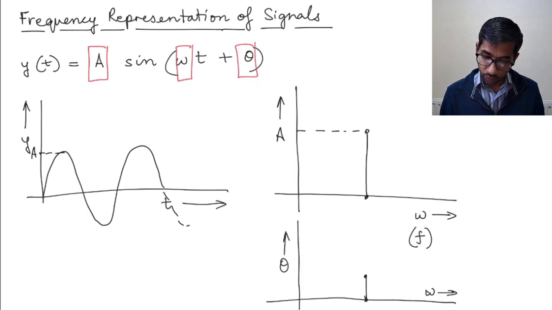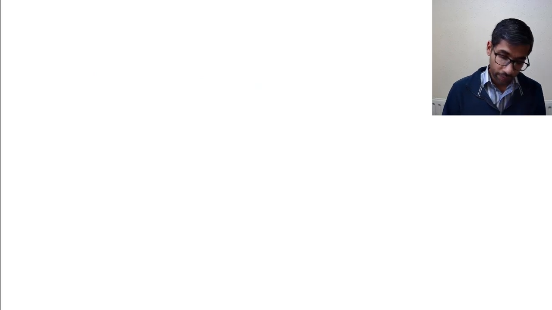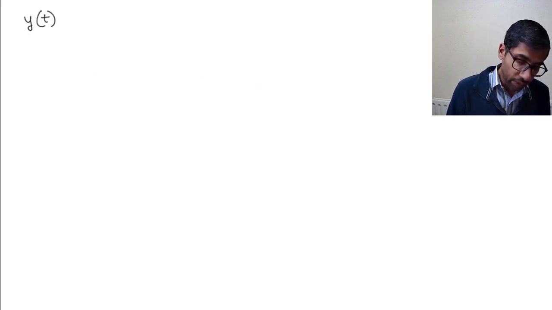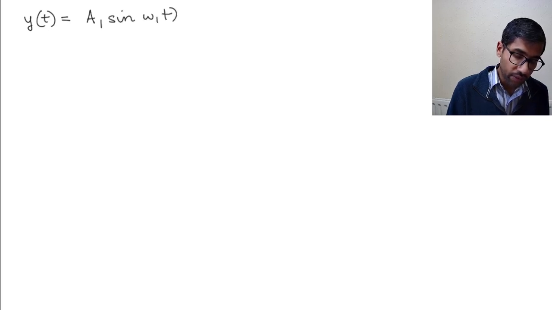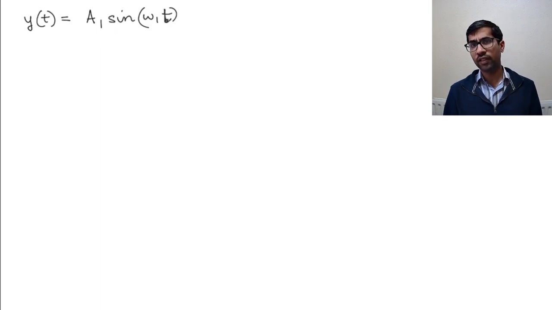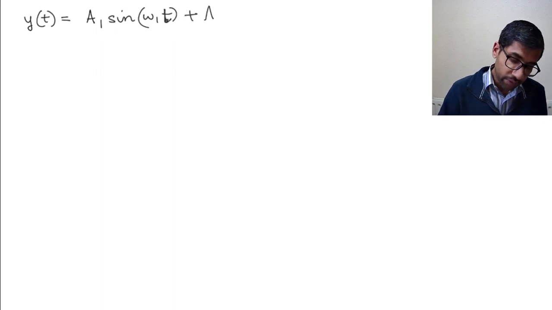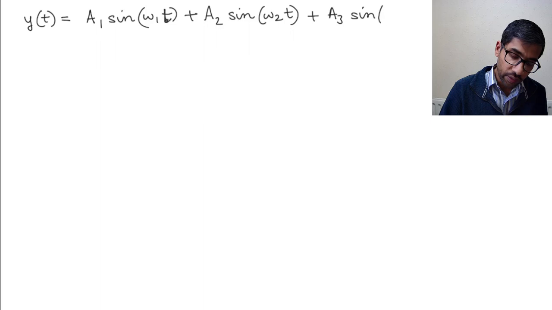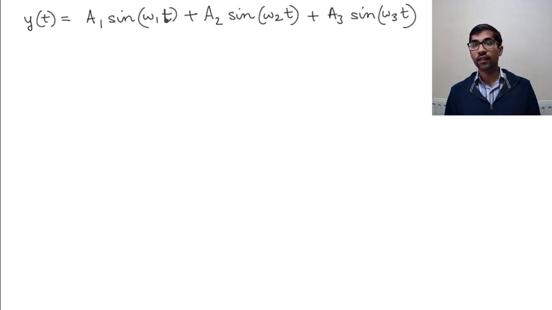For a moment we'll just ignore the phase and just think about how the signal would look. So let's say your y(t) is equal to A1 sin(omega1 t) plus A2 sin(omega2 t) plus A3 sin(omega3 t). I'm just assuming that the phase is 0 in all the cases, but I don't think the discussion changes much even if you have phase, other than you'll have to have another graph for the phase as well. Let's say we have a signal like this, okay?